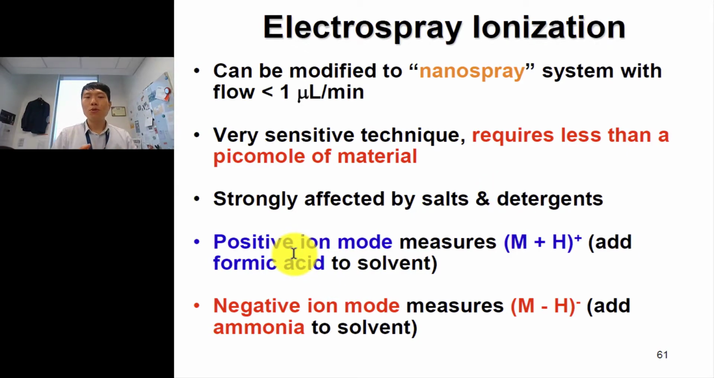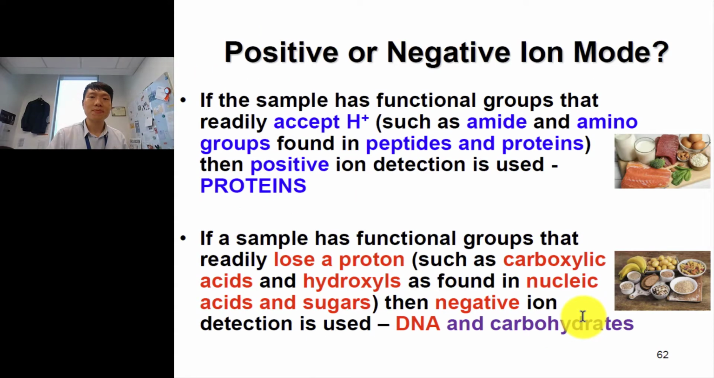We have two kinds of modes. One is the positive ion mode. It measures M plus H plus, so we add some acid to solvate it. We also have the negative ion mode, which is M minus H minus, and we add the base ammonia to solvate it.